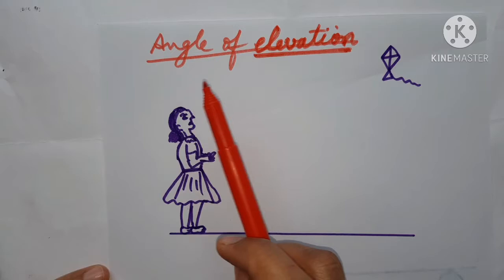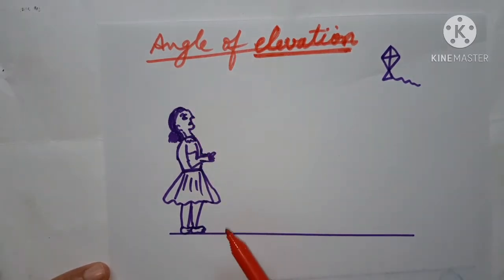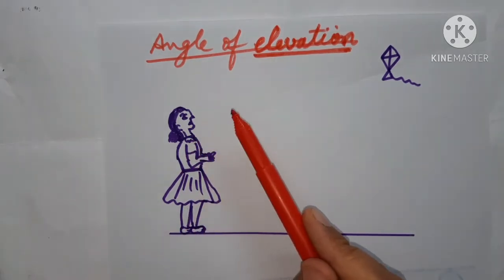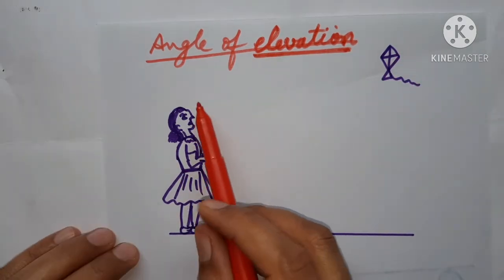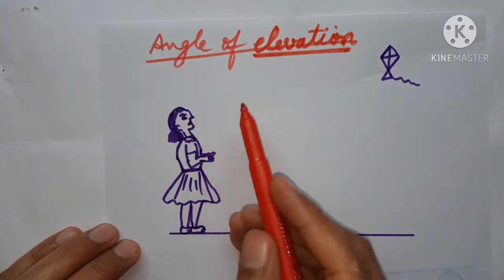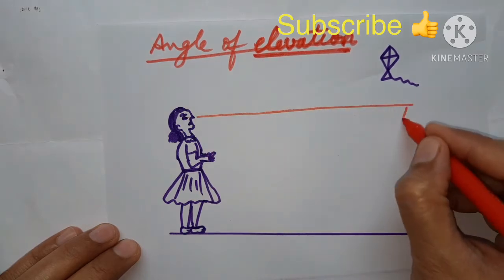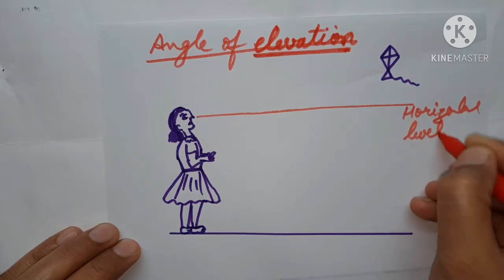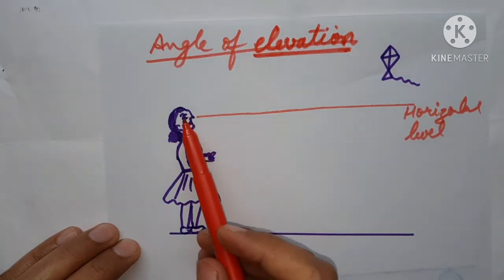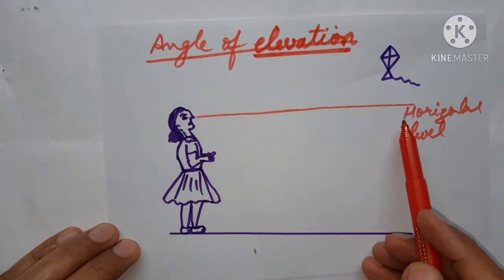Now we will discuss angle of elevation. So what is angle of elevation? Again we will take another case. This girl is standing on the ground, and she is observing a kite here. When will the angle of elevation be made? This line is the horizontal level. Horizontal level means parallel to the ground. This eye level, parallel to the ground, is the horizontal level.